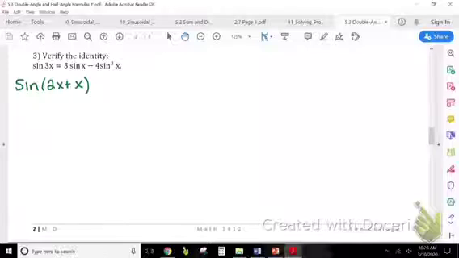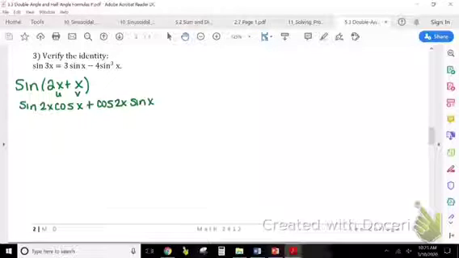Sine of u plus v, remember that? Yeah. So this is that u and v. So let's go back to that formula. It's one of the sum formulas on your sheet. And it tells us that sine of u plus v is equal to sine of u, which in this case is 2x, cosine of v, which is x, plus cosine of u, which is 2x, sine of v, which is just our x.